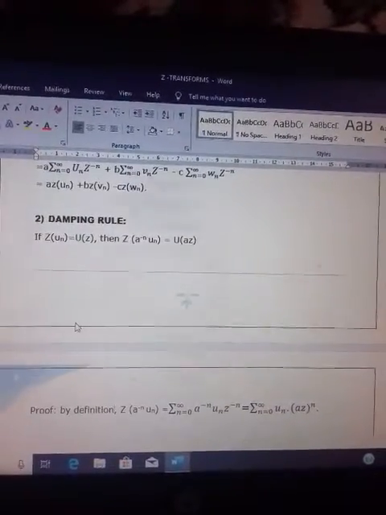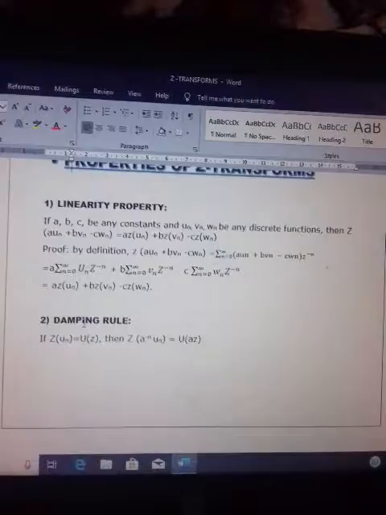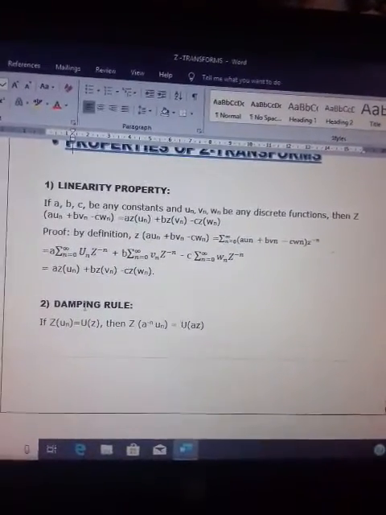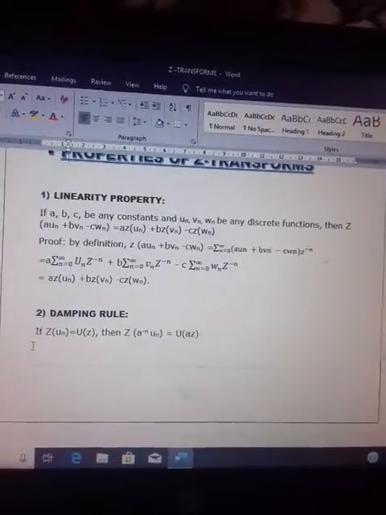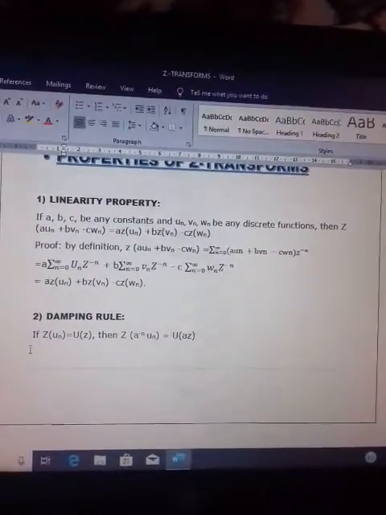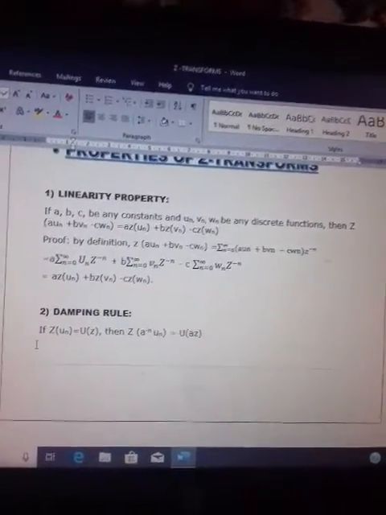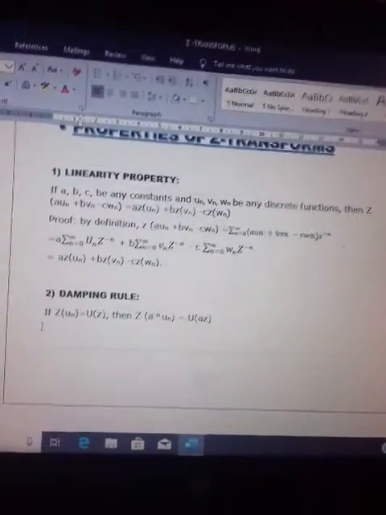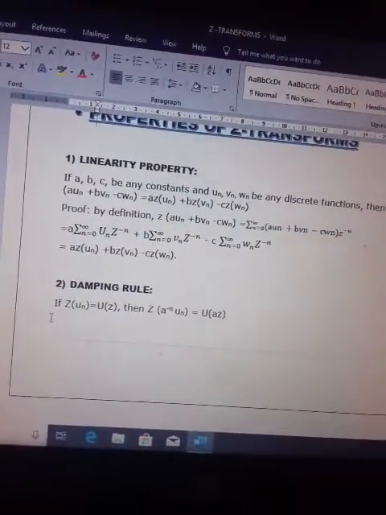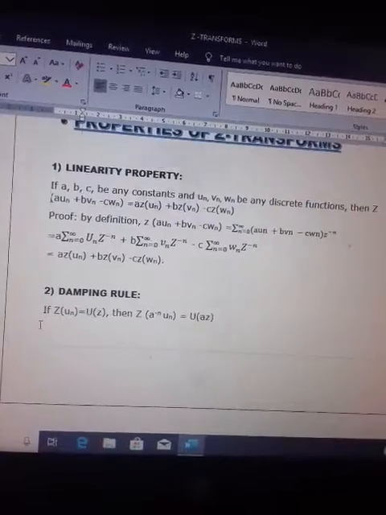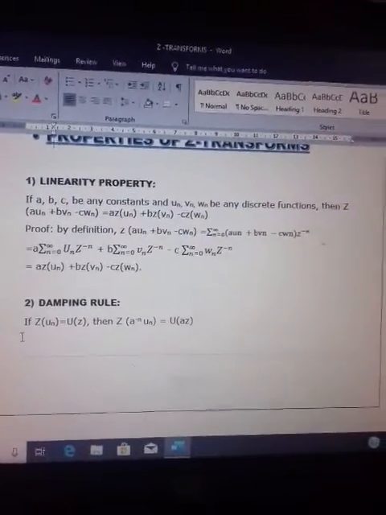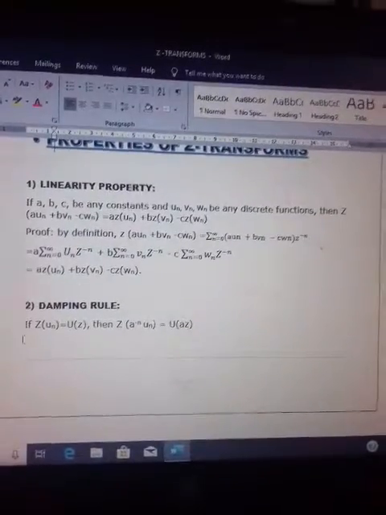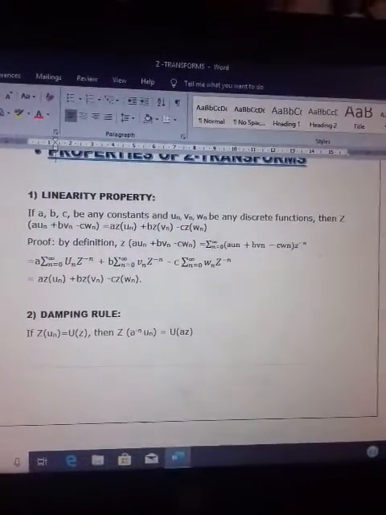Properties of Z transform. Linearity property. If a, b, c are any constants and u(n), b(n) are discrete functions, then Z of a u(n) plus b b(n) minus c w(n) is equal to a Z of u(n) plus b Z of b(n) minus c Z of w(n). This shows the linearity.